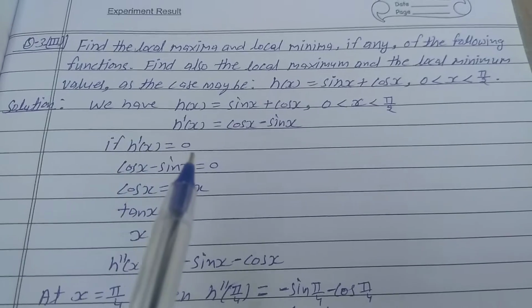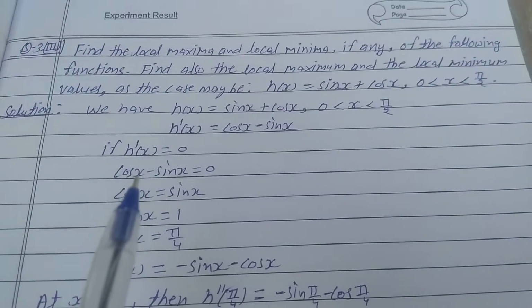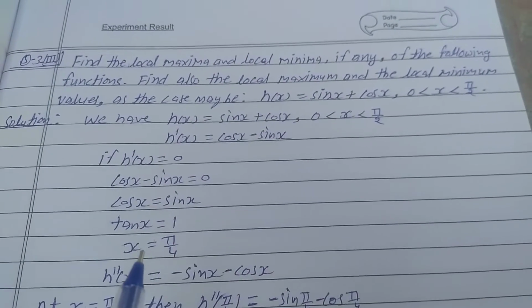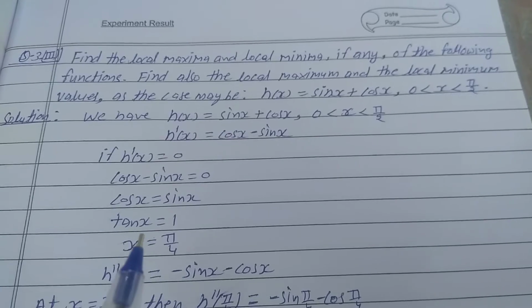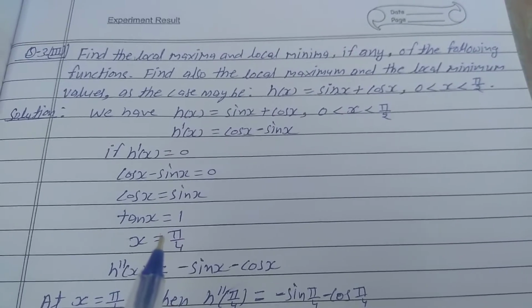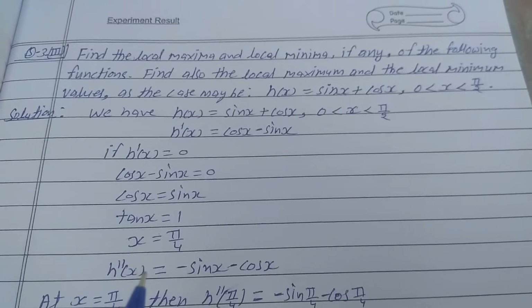If h dash x is equal to 0, then cos of x minus sine of x is equal to 0, so cos of x is equal to sine x, then tan of x is equal to 1. Tan of x is equal to 1 means x is equal to pi by 4.